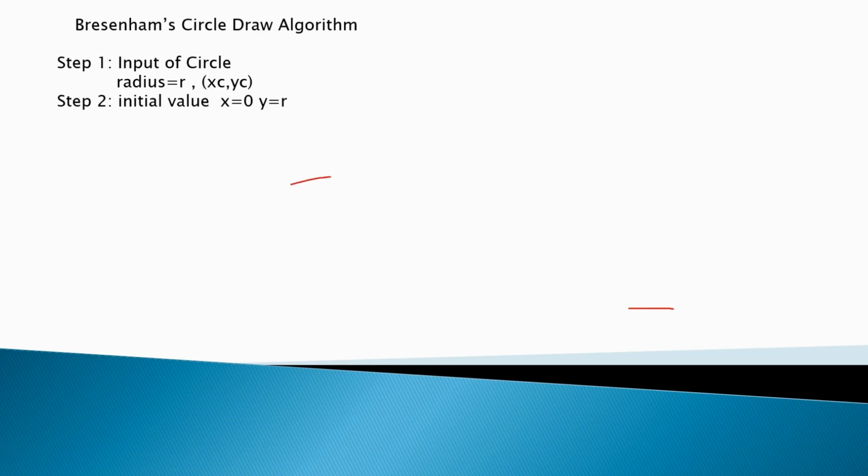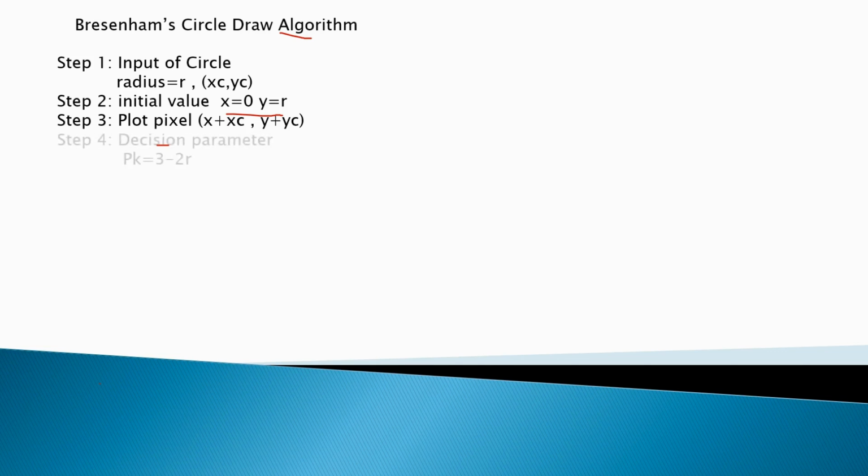x is equal to 0 because here we start with the first octant. For that circle, x is equal to 0 and y is equal to the radius value. That is, the x value is 0 initially and y is equal to r. So what is the next step? We have to plot x plus xc, where xc and yc are nothing but the center x coordinate and y coordinate values.